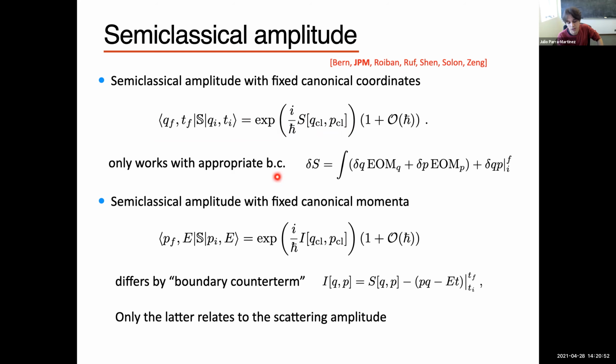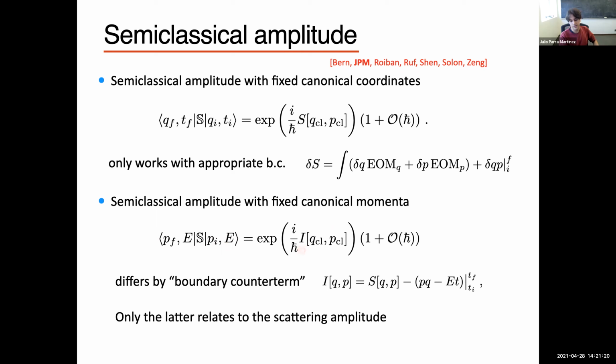Okay, but importantly, this only works with appropriate boundary conditions, right? So even the classical variational problem is only well defined with fixed coordinates at the beginning and at the end of the path. That's okay. So these terms are just the equation of motion, but the boundary term only vanishes if we have delta q equals 0. So an amplitude is more like a transition element with fixed energies and momenta.